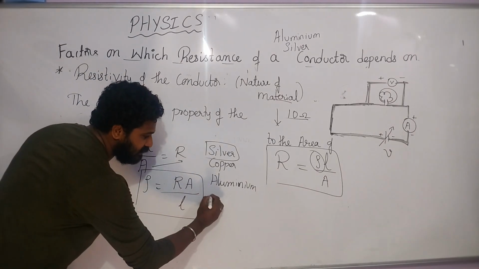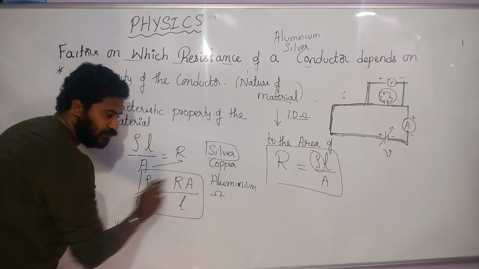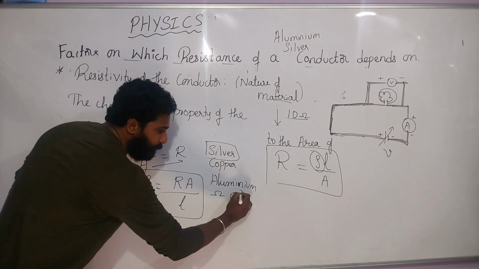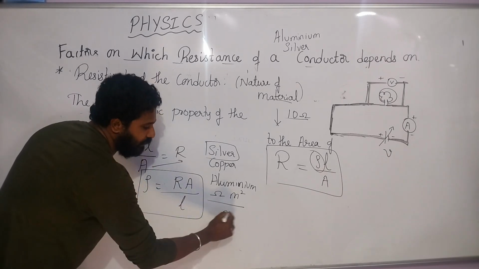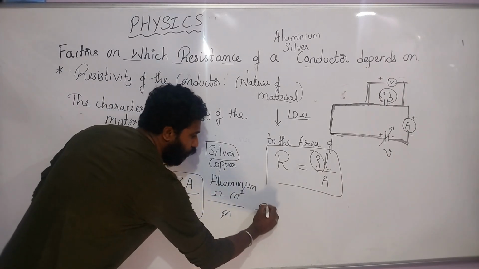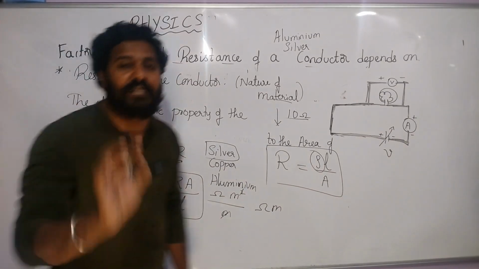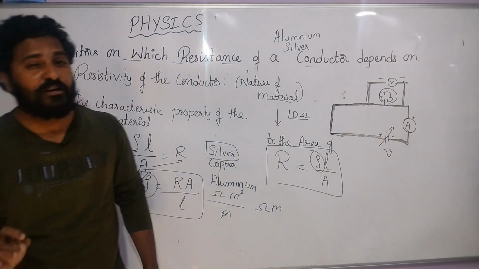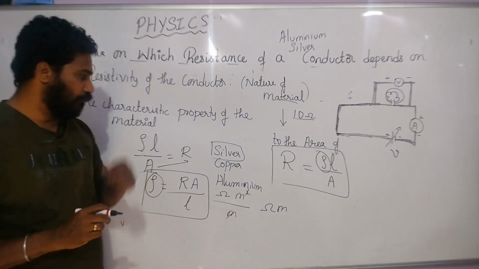See, you know the SI unit of resistance R is ohm, area is what? Meter square, and length is what? Meter. So meter gets cancelled. So ohm meter is the SI unit of resistivity. Okay, what is the SI unit of resistivity? Ohm meter. Very important, children. Okay, this you have to note down.